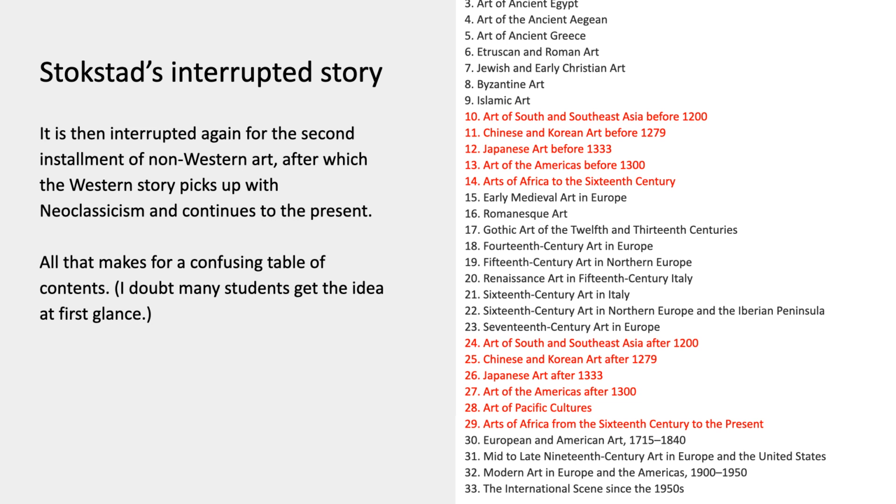And there's a continuity in the earlier block of non-Western ones between chapters 8, 9, and 10. But the rest of it is a bit of a mess because she has to take these non-Western cultures all the way to the present. So chapter 29, Arts of Africa from the 16th century to the present, if you were to read that chapter, you would get 4 or 5 centuries of material, and you'd end at the present, but then if you turn the page to chapter 30, you'd be back in the 18th century.